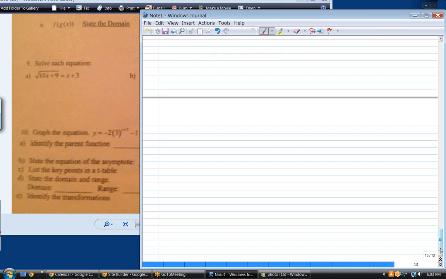How about that equation? What's the first step here? Square root, yeah, just square root 9. We have to square both sides.